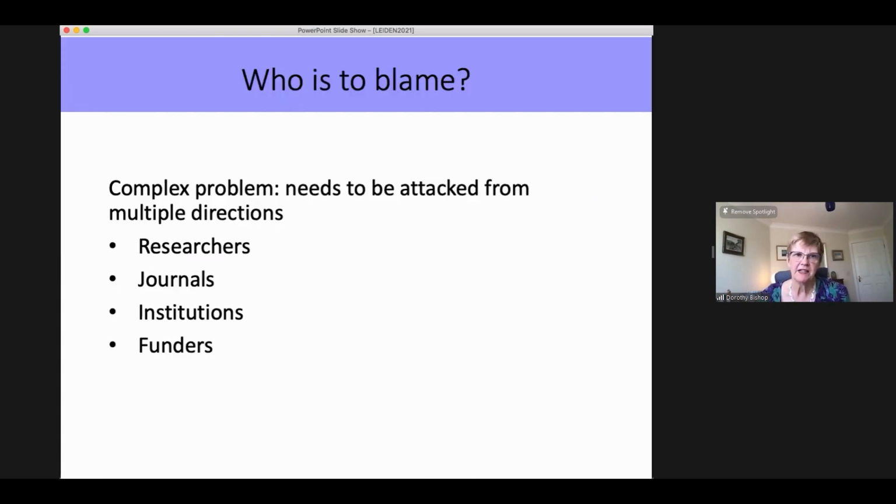So I think we need to be aware of the roles played by researchers, by journals and indeed publishers, by institutions and by funders.